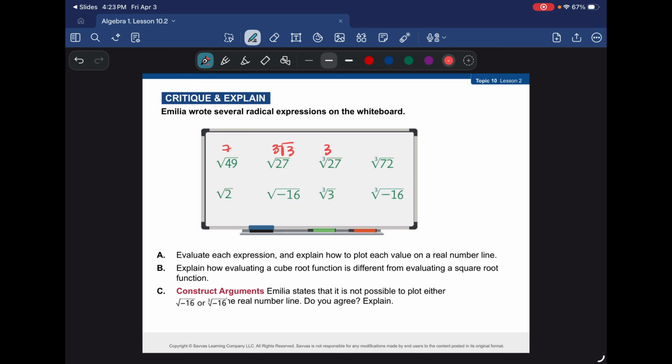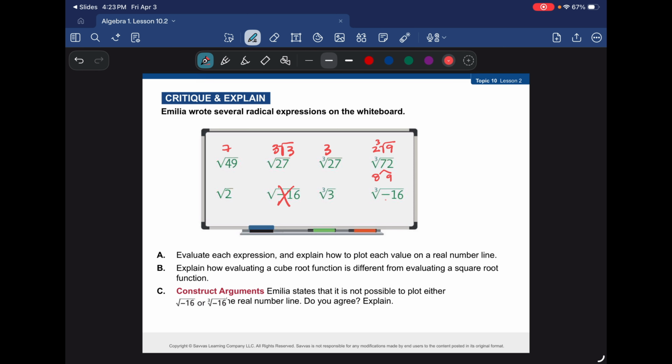The cube root of 72: remember we can break down 72 into its factors of 8 and 9. I know 8 is a perfect cube, so the cube root of 8 is 2, and then we're just going to leave the cube root of 9 in there since that's not a perfect cube. The square root of 2 will be a decimal, an irrational number. Square root of negative 16: wait a minute, we can't take the square root of a negative number, so that can't be graphed on a real number line. The cube root of 3 will again be a decimal, but we can graph that.